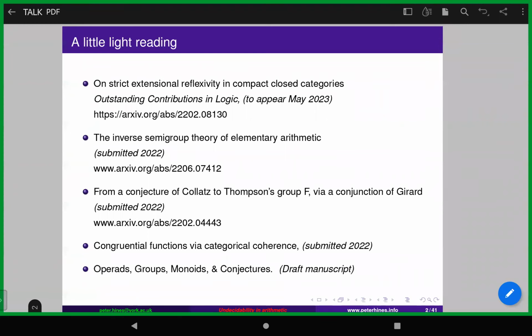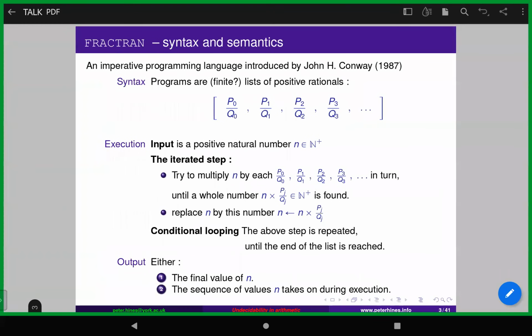Okay, so what I'd like to start with is a description of a programming language. It's due to John Conway, and he called it Fractran, which is of course a pun on Fortran, formula translator. Well, this is the fraction translator. The nice thing about this is that it's next to impossible to write a syntactically incorrect program, because all a program is a list of positive rational numbers, fractions. The input to this is simply a natural number. Positive natural number, you can use 0, but then the behavior becomes somewhat uninteresting.